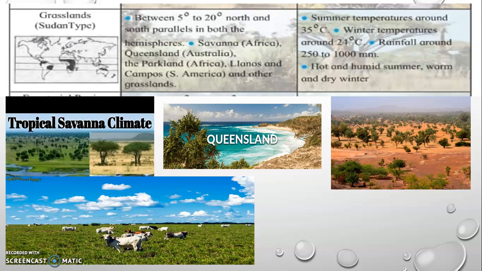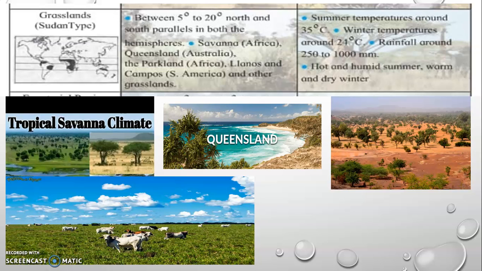Okay, so where is this Sudan type of grassland region located? As you can see on the map, it is located between 5 degree to 20 degree north and south parallel in both the hemispheres, northern and southern. And which are the major regions?